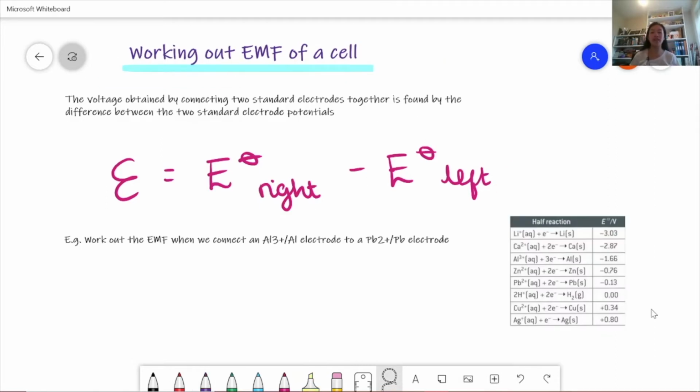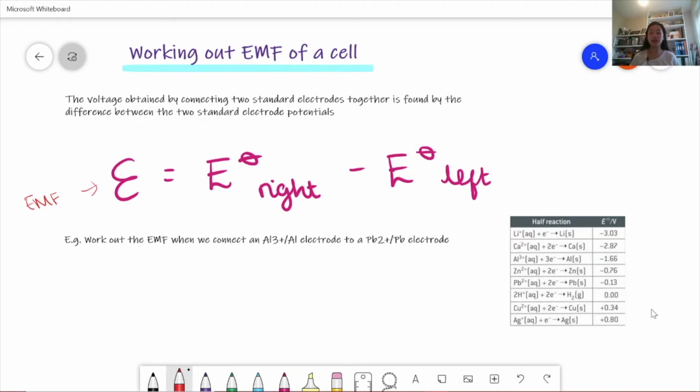So the EMF is the voltage, and this is obtained by connecting two standard electrodes together and finding the difference between the two standard electrode potentials. So we have this equation. The E on the left-hand side stands for the EMF, so that's the electromotive force or the voltage. And this is obtained by doing the standard electrode potential of the right-hand half cell minus the standard electrode potential of the left-hand half cell.